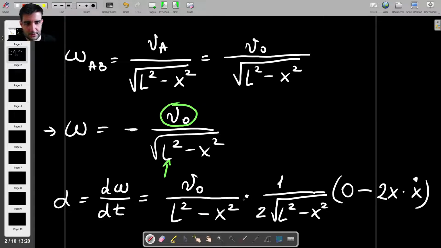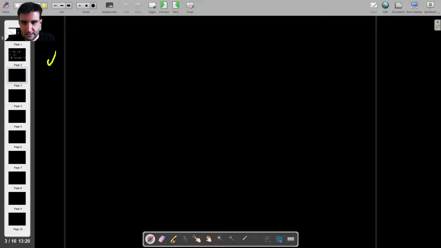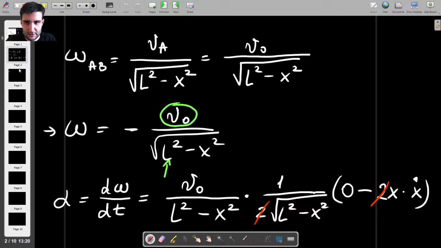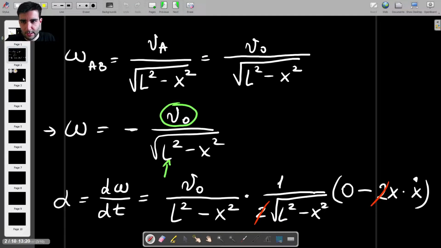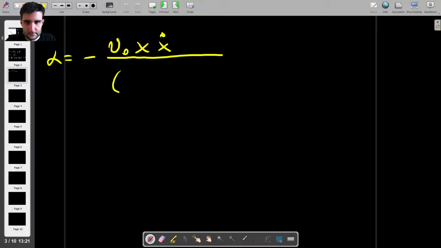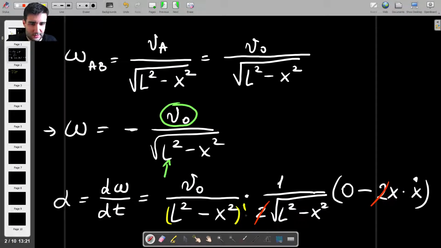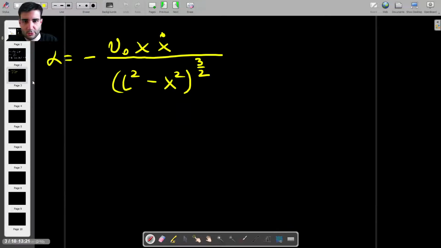Okay, so it's a pretty long expression, but as you'll see, we can simplify it a bit. So first of all, we can cancel out the 2's. So what we'll get is an expression for alpha, for the angular acceleration, which is the following. This will be minus V0 x, and then we have x dot, and then this is divided by, I can write it like this actually, L squared minus X squared to the power 3 over 2. Because this is to the power 1, this is to the power 1 half, so you add the powers and you get 3 over 2.